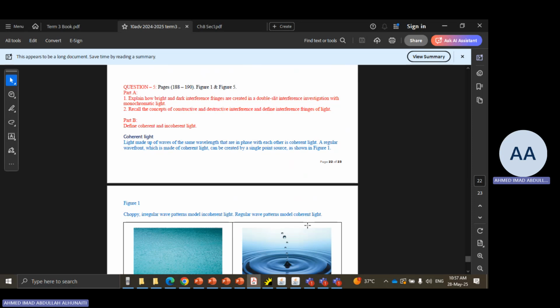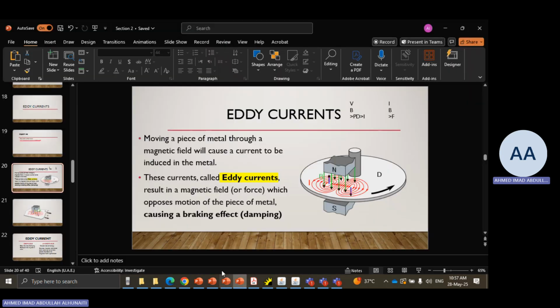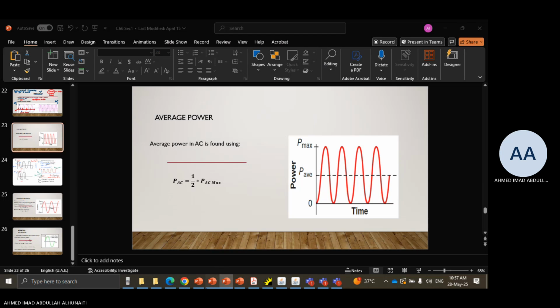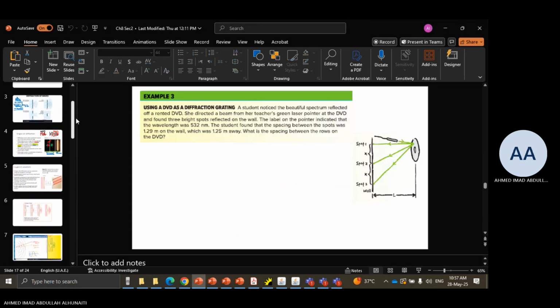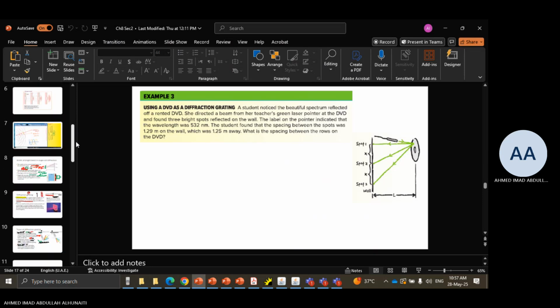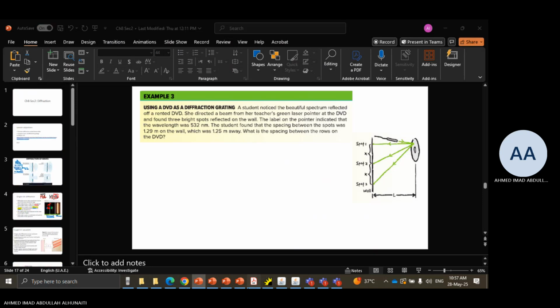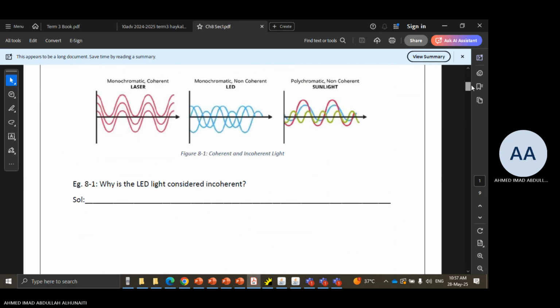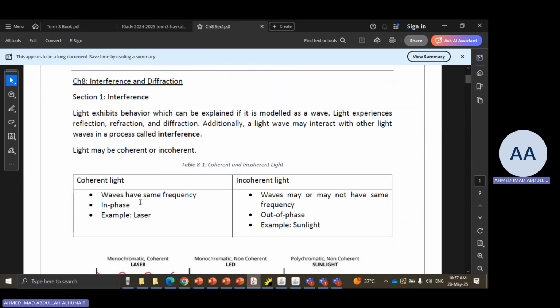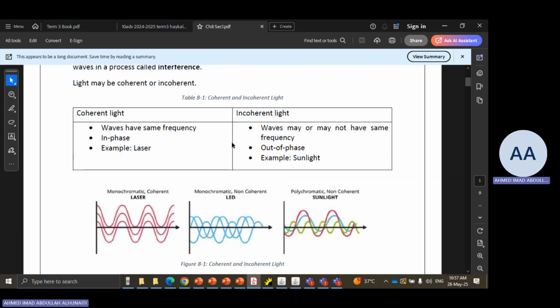Part B, define coherent and incoherent light. So coherent light is light in which all waves have the same frequency and they're in phase. For example, this would be a laser. Incoherent light, they may or may not have the same frequency, but they also are out of phase.